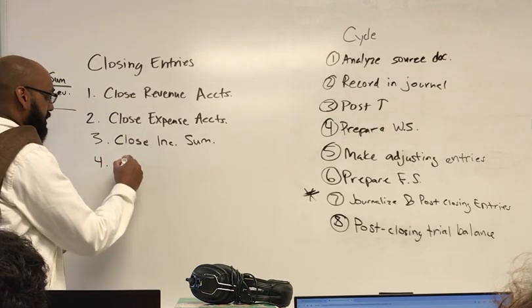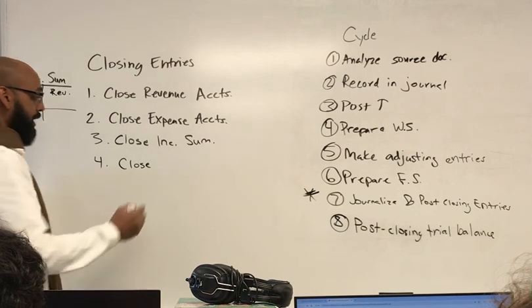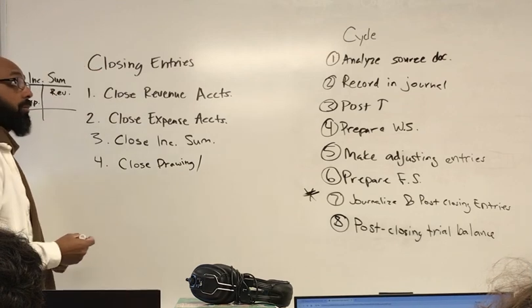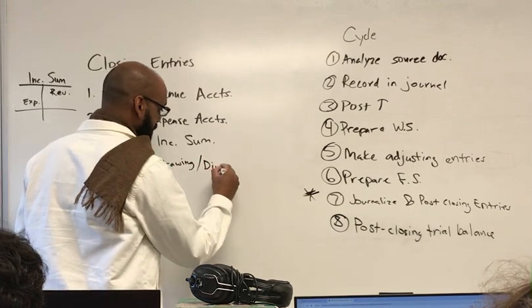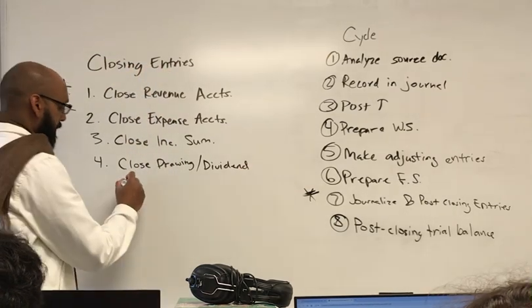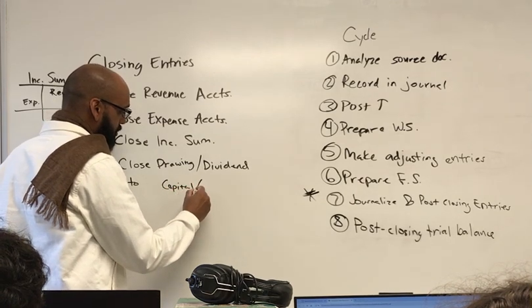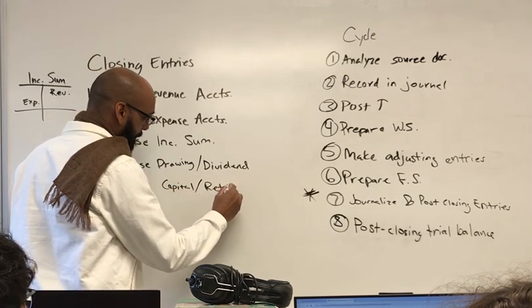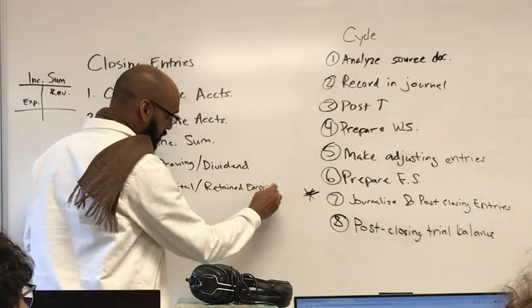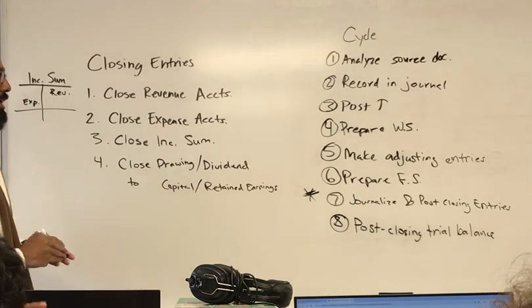All right, so once we've closed the income summary and set it back to 0, the last thing that we're going to do is close, in the terms of a sole proprietorship, the drawing account, or in the terms of a corporation, the dividend account. And we're going to close those accounts to capital or to retained earnings. And when we close income summary, we'll be closing income summary to capital or to retained earnings as well.